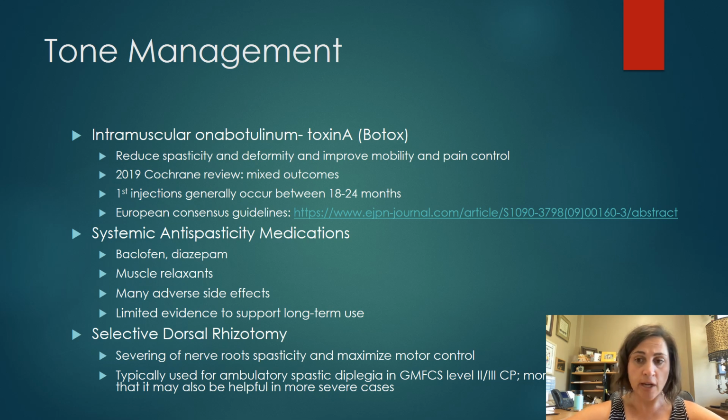Selective dorsal rhizotomy, or SDR, is a neurosurgical procedure where selective nerve roots are severed to reduce tone and maximize motor control. Typically, this procedure is used for ambulatory spastic diplegia in children with GMFCS level 2 or 3 CP, but more recent data suggests it may be helpful in even more severe cases.